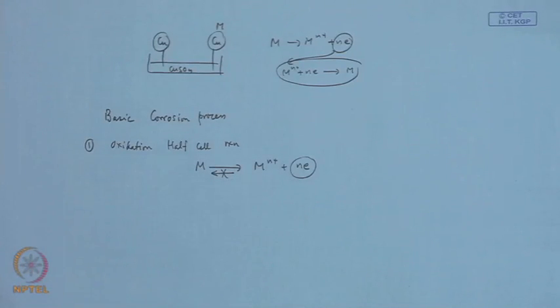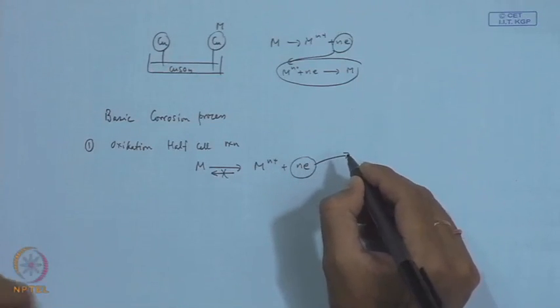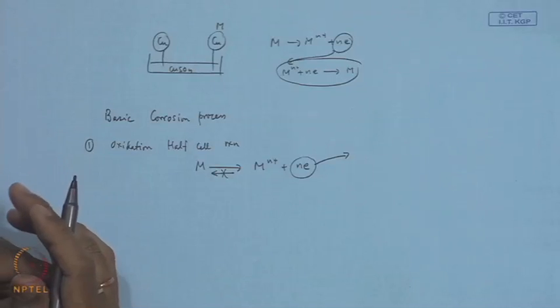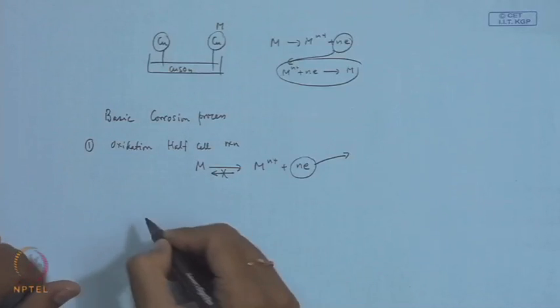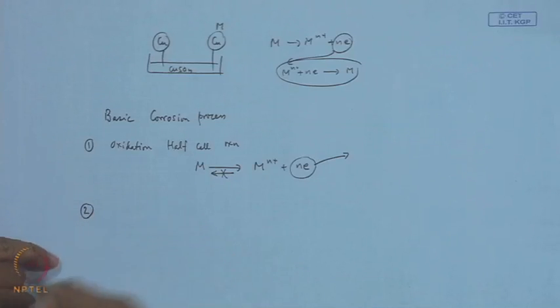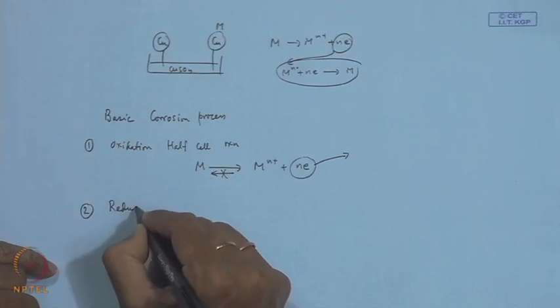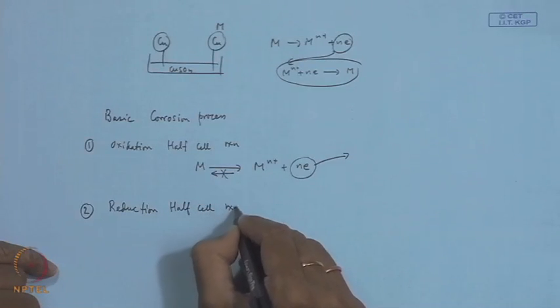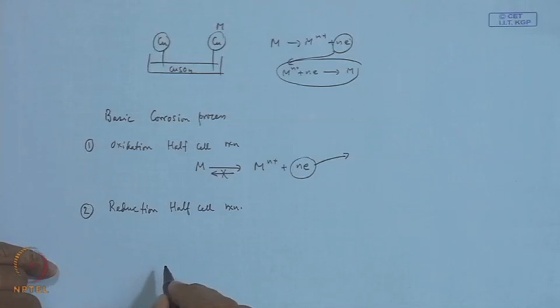So, when there is no net current flowing, then equilibrium is expected to be established. Okay. But if there is a net current, that is, if this is taken up by something, then think of a cathodic process, like this is the anodic process, where this electron is used up. So, the second step is your reduction half cell reaction. Okay.